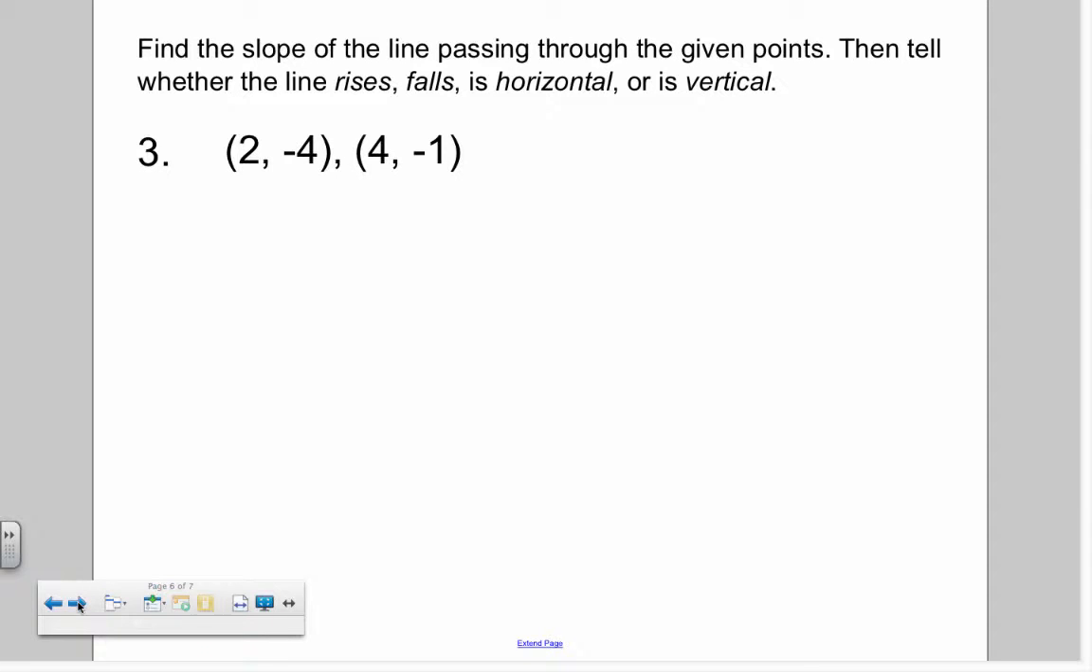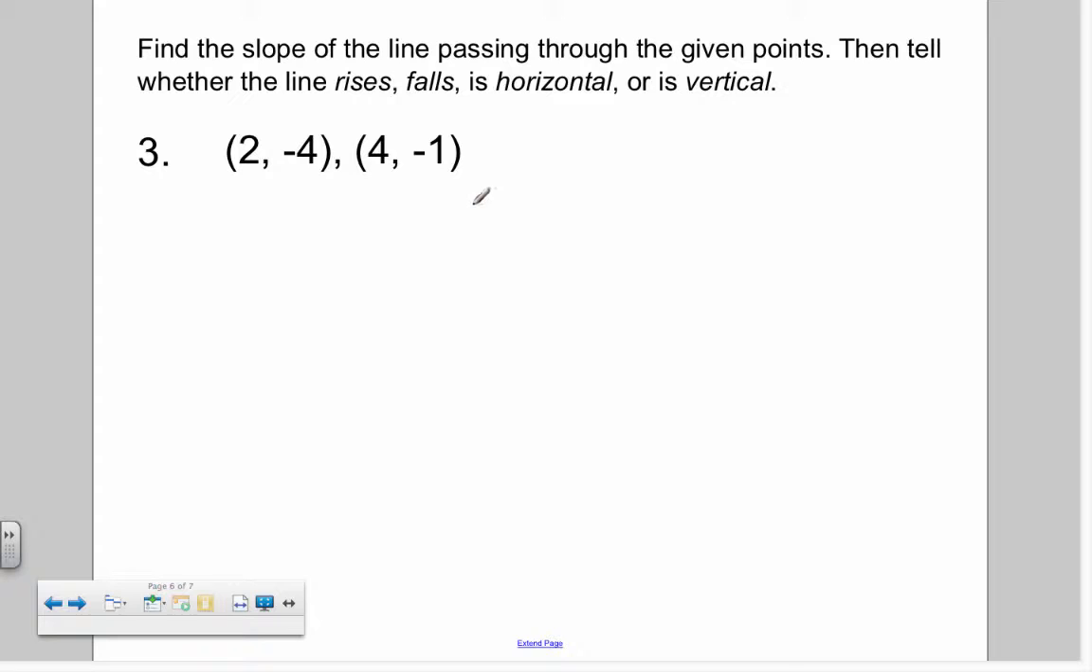First problem is number 3. The directions say find the slope of the line passing through the given points. Then tell whether the line rises, falls, is horizontal, or is vertical. So for number 3, we have 2 points that our line is going through, (2, -4) and (4, -1). And we need to use the slope formula in order to find the slope.